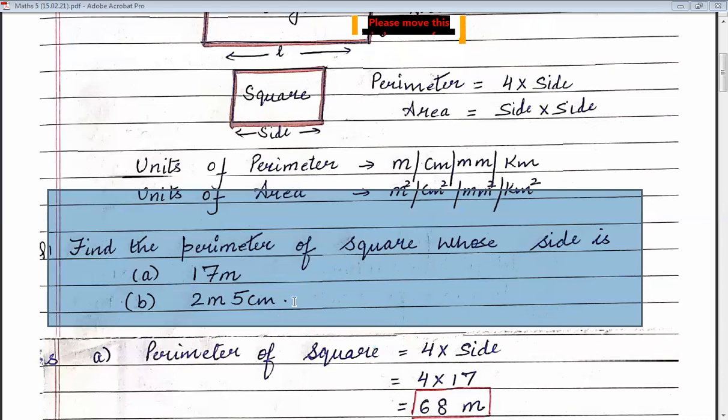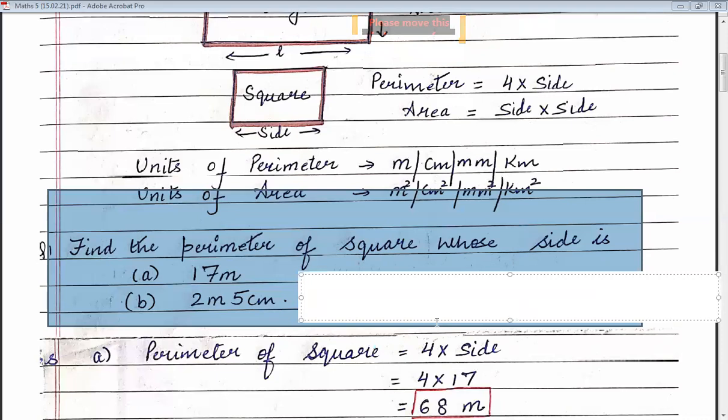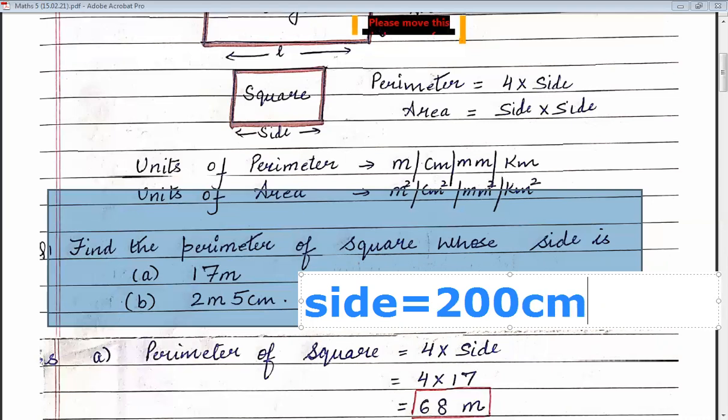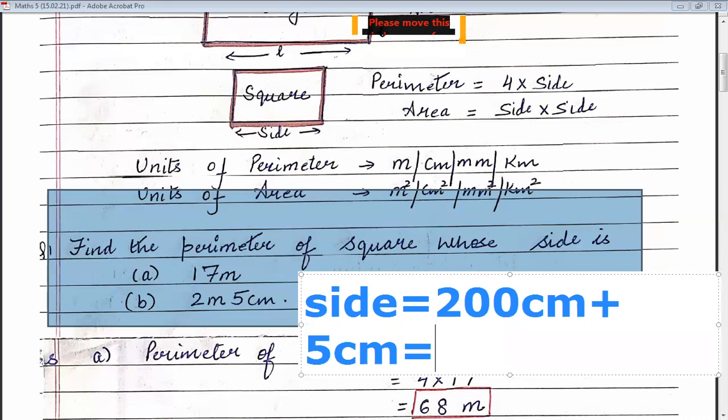Again, same formula, 4 into side, because we are calculating the perimeter of a square. But children, here the problem is that the side is given in meters and centimeters both. So you have to convert this into centimeters. You know that 2 meters means 200 centimeters, and then plus 5 centimeters. You have to convert it into the same unit. So you will get 205 centimeters.